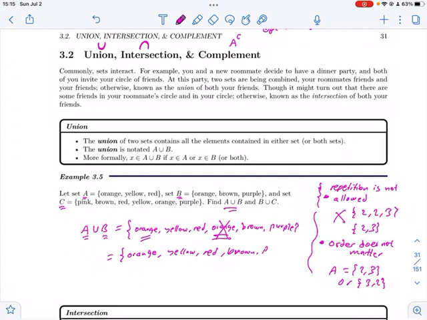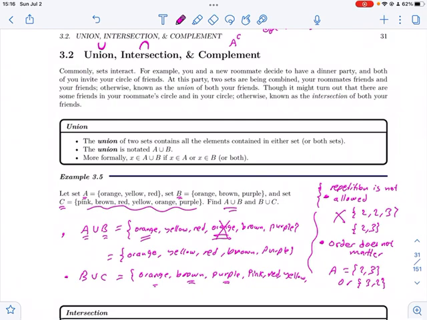We add the elements of C to the elements of B. B has orange, brown, purple, and we add the elements of C. So pink, brown, but we don't want to write brown because it's already there. Red, yellow, we add it here, yellow. Orange, it's already there. Purple, already there, so we don't need to write them again. So that's it. That's what we mean by union, to put all the elements in one set.